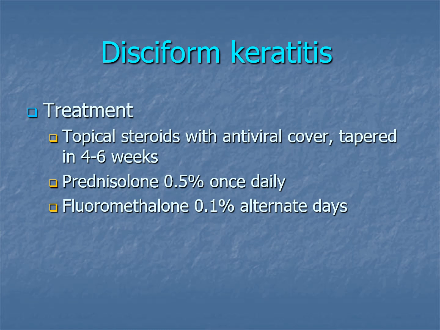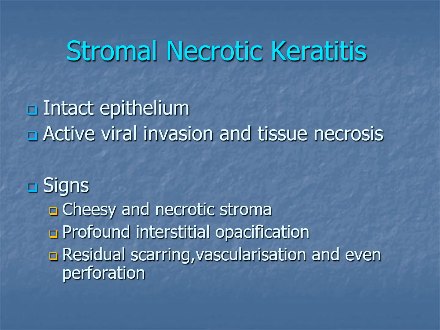Then we use prednisolone 0.5% once daily for a few weeks. But later on, fluorometholone, a weak steroid of 0.1%, may be used on alternate days to curb the recurrence. So that is all about stromal disciform keratitis. Now we will briefly discuss the stromal necrotic keratitis.